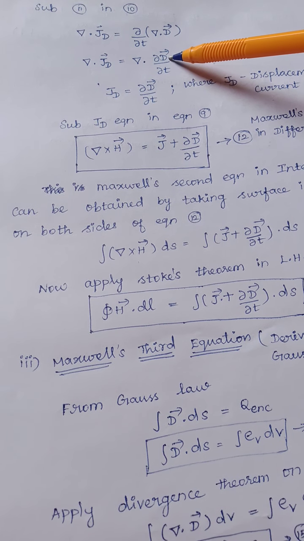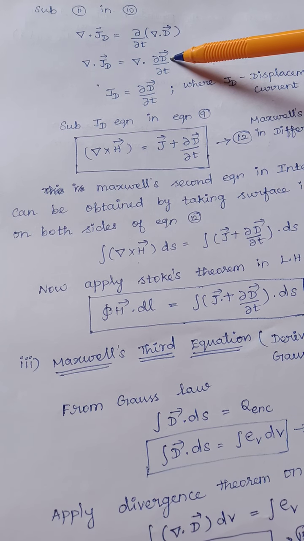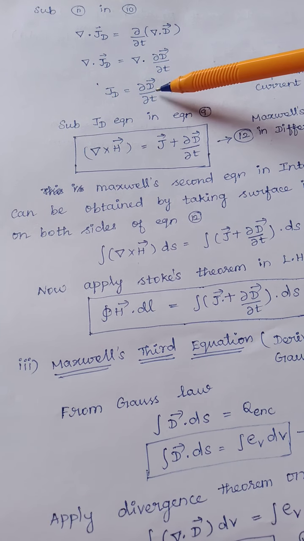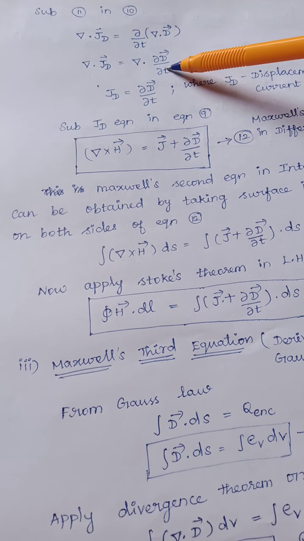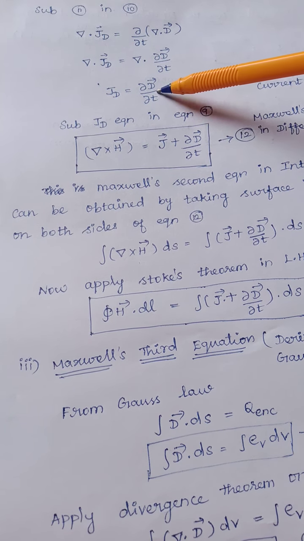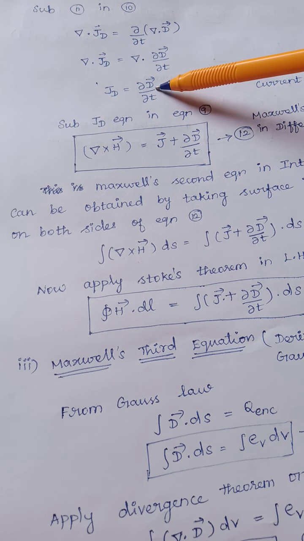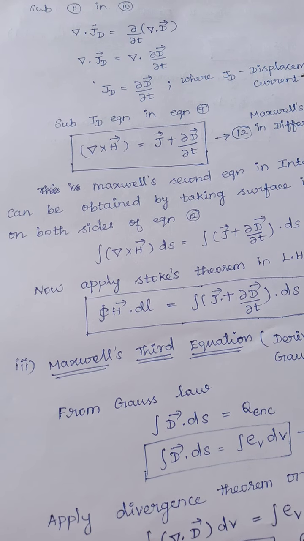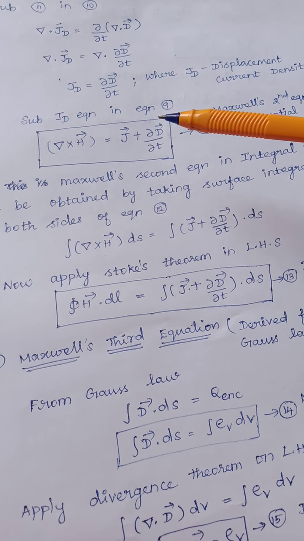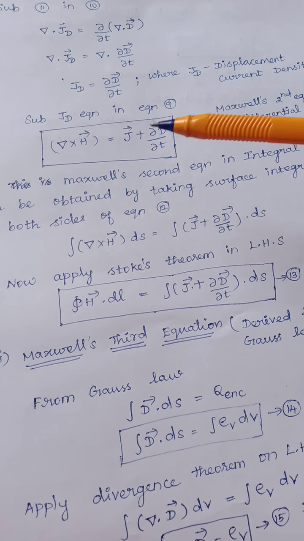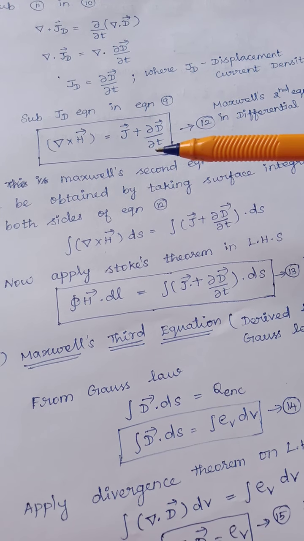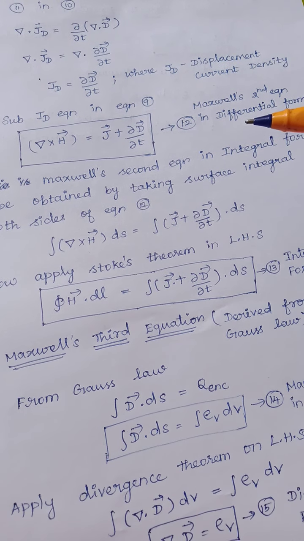Now we obtain del dot JD equal to del dot dou D by dou t, where D is electric flux density. By equating those two sides, we write JD vector equal to dou D by dou t, where D is electric flux density and JD is displacement current density. Now substitute the value of JD in equation number 9, that is, del cross H vector equal to J plus JD. JD is dou D by dou t, right? So this is the equation in differential form.